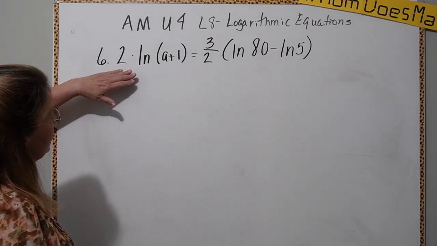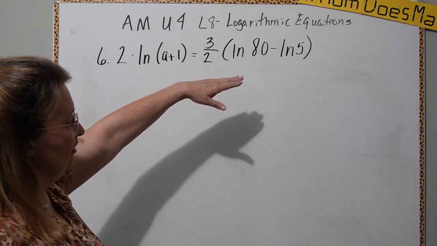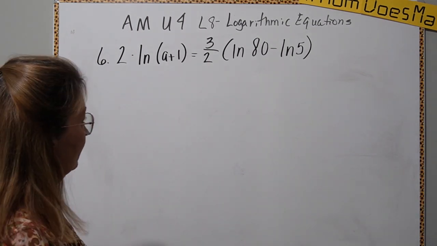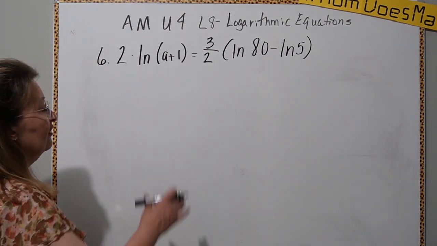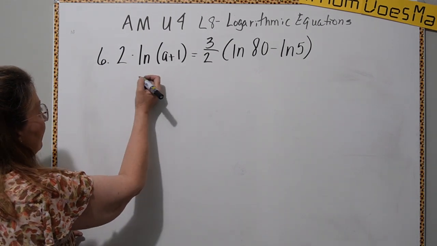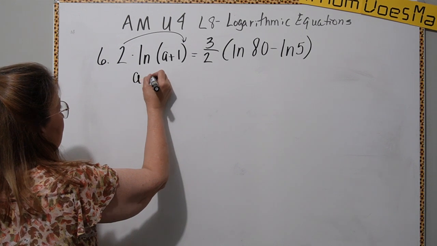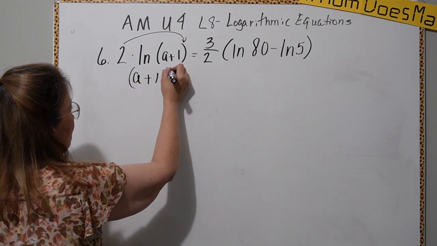Okay, let's look at number 6. 2 times the natural log of a plus 1 is equal to 3/2 times natural log 80 minus natural log of 5. So first of all, let's condense each side. All right, over here I'm going to have a plus 1. Remember, this becomes an exponent. So you have a plus 1 squared.